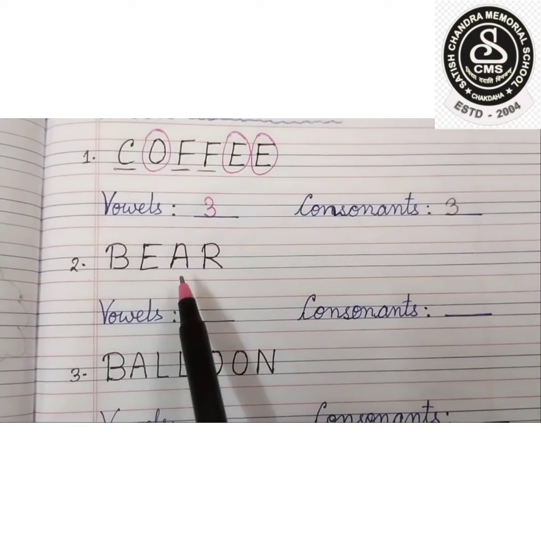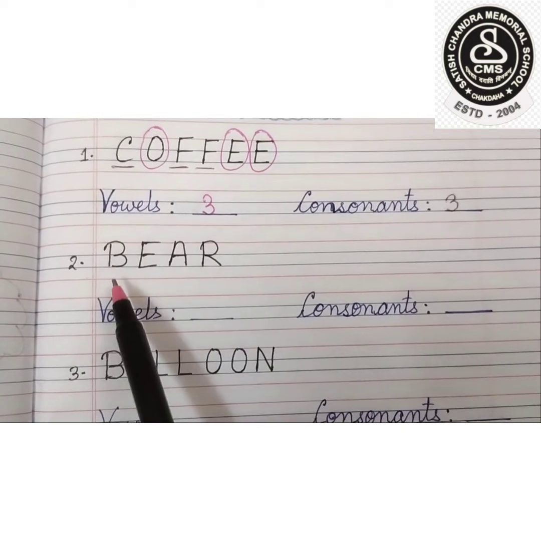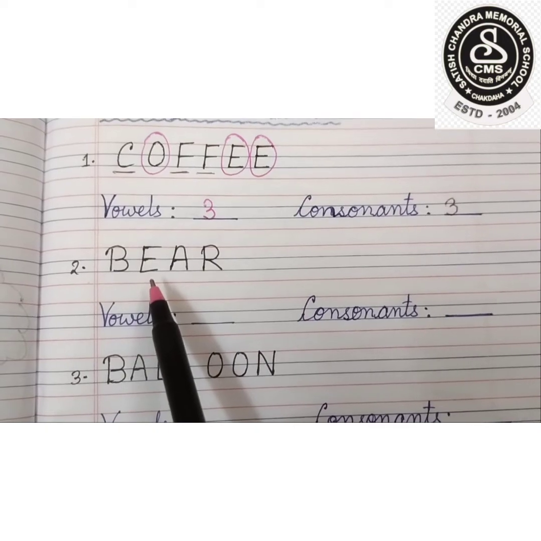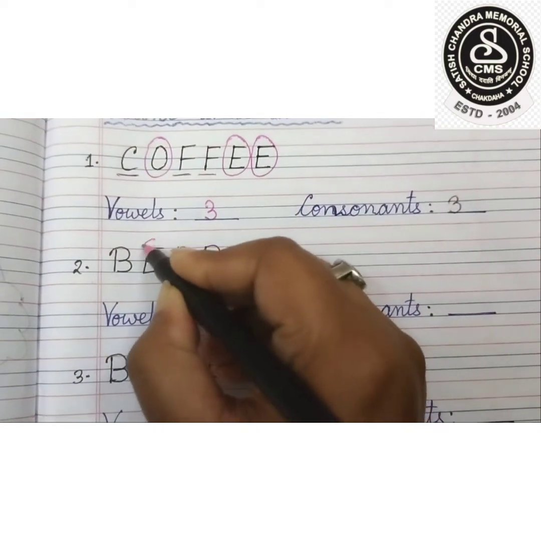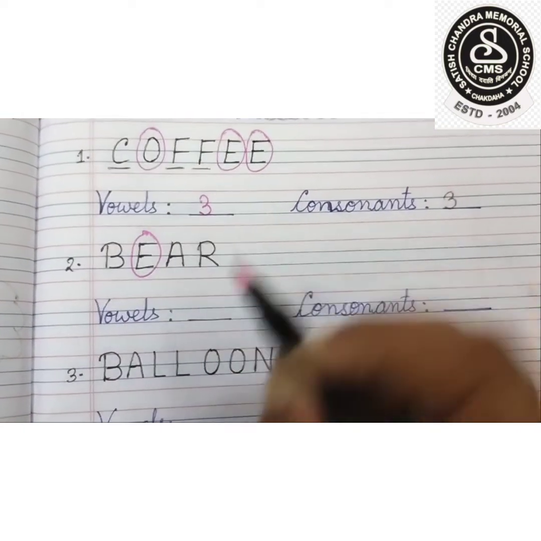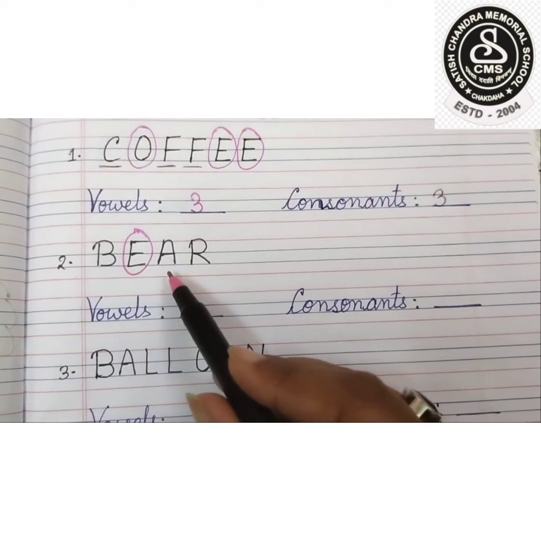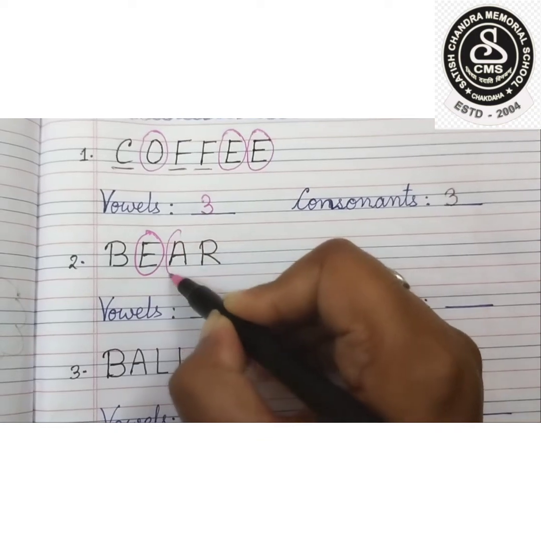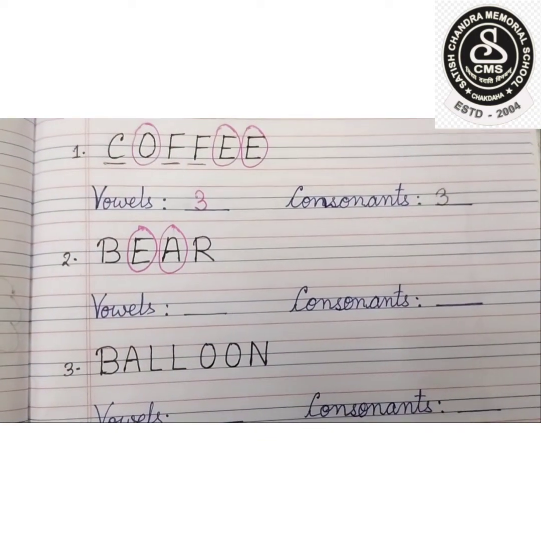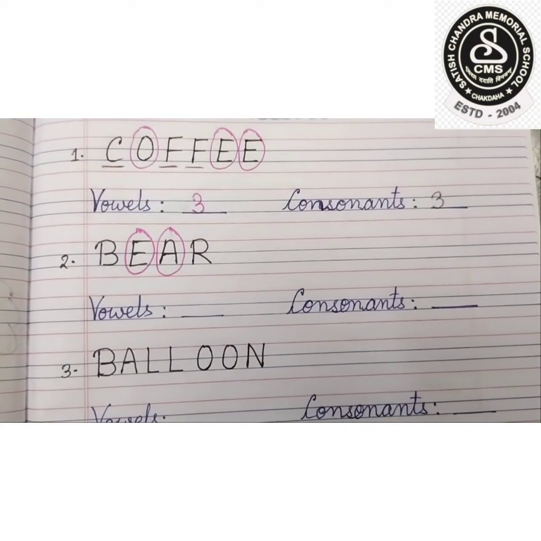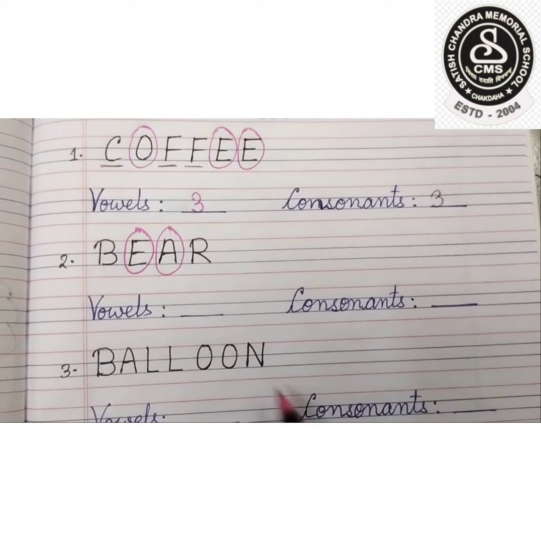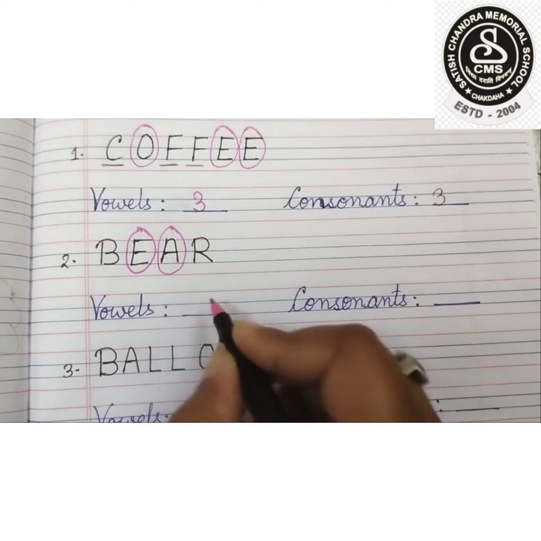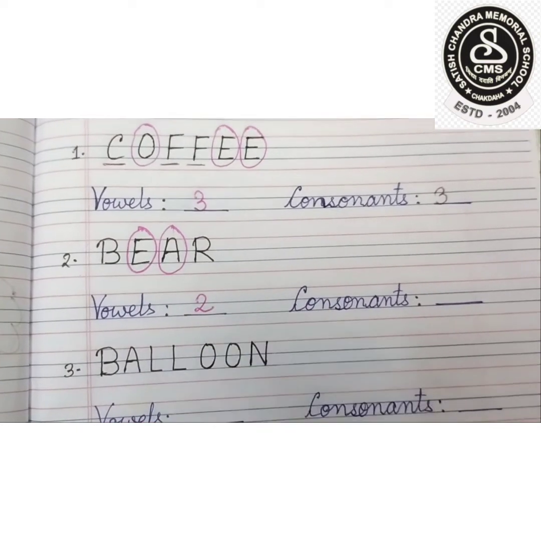Now tell me children, how many vowels are here? Is B a vowel? No. Then is E a vowel? Yes. So E is a vowel. Next, is A a vowel? Yes. So we will also circle A. Next, is R a vowel? No. So from here, how many vowels did we get? 1, 2. We got 2 vowels. So here vowels are written. So we will write 2.